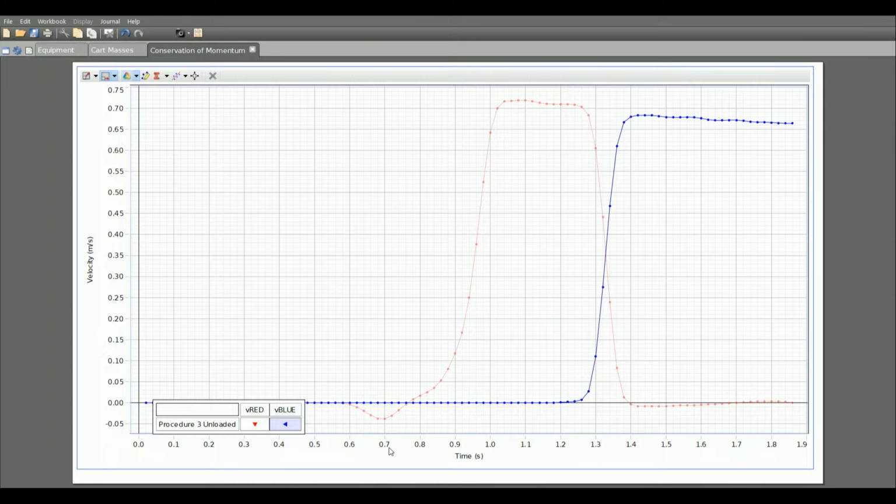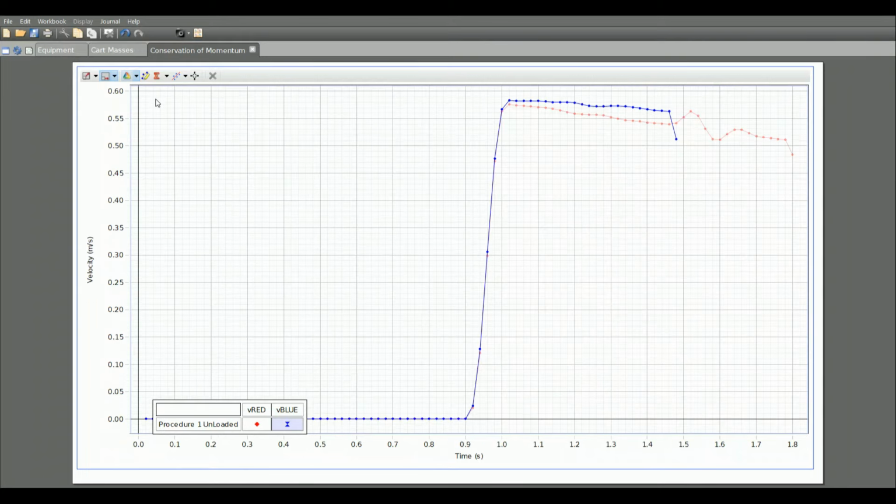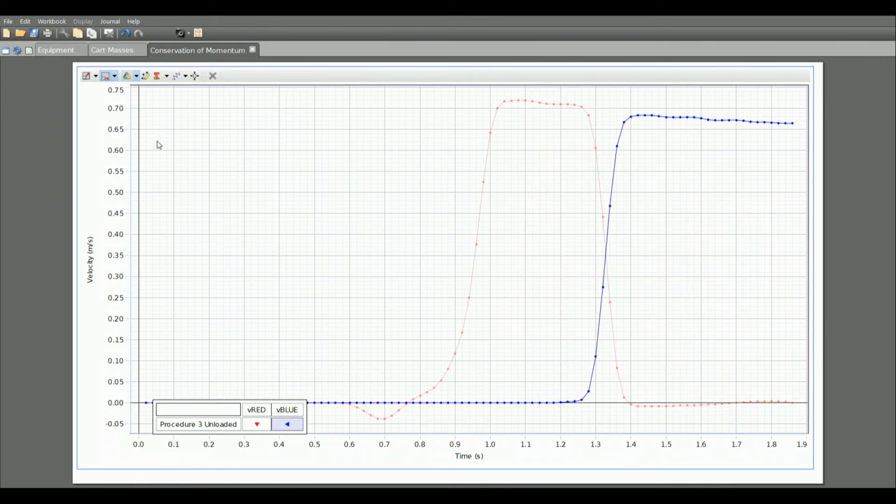You'll have to explain what that means. Here you can see that this is clearly higher than this. And was it in procedure 1? Procedure 1, the blue was higher. Procedure 3, the red is higher. So this is going to be due to the loss of energy.